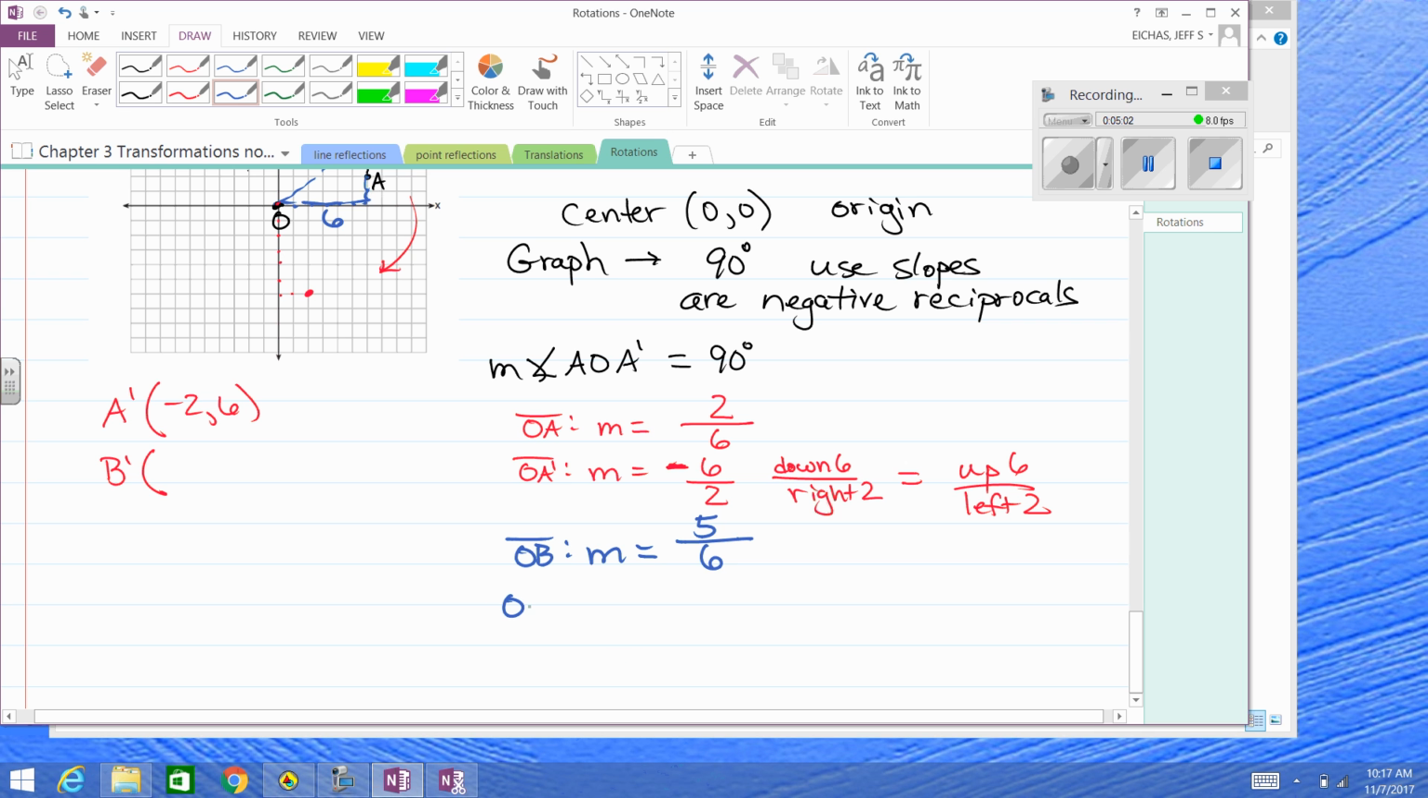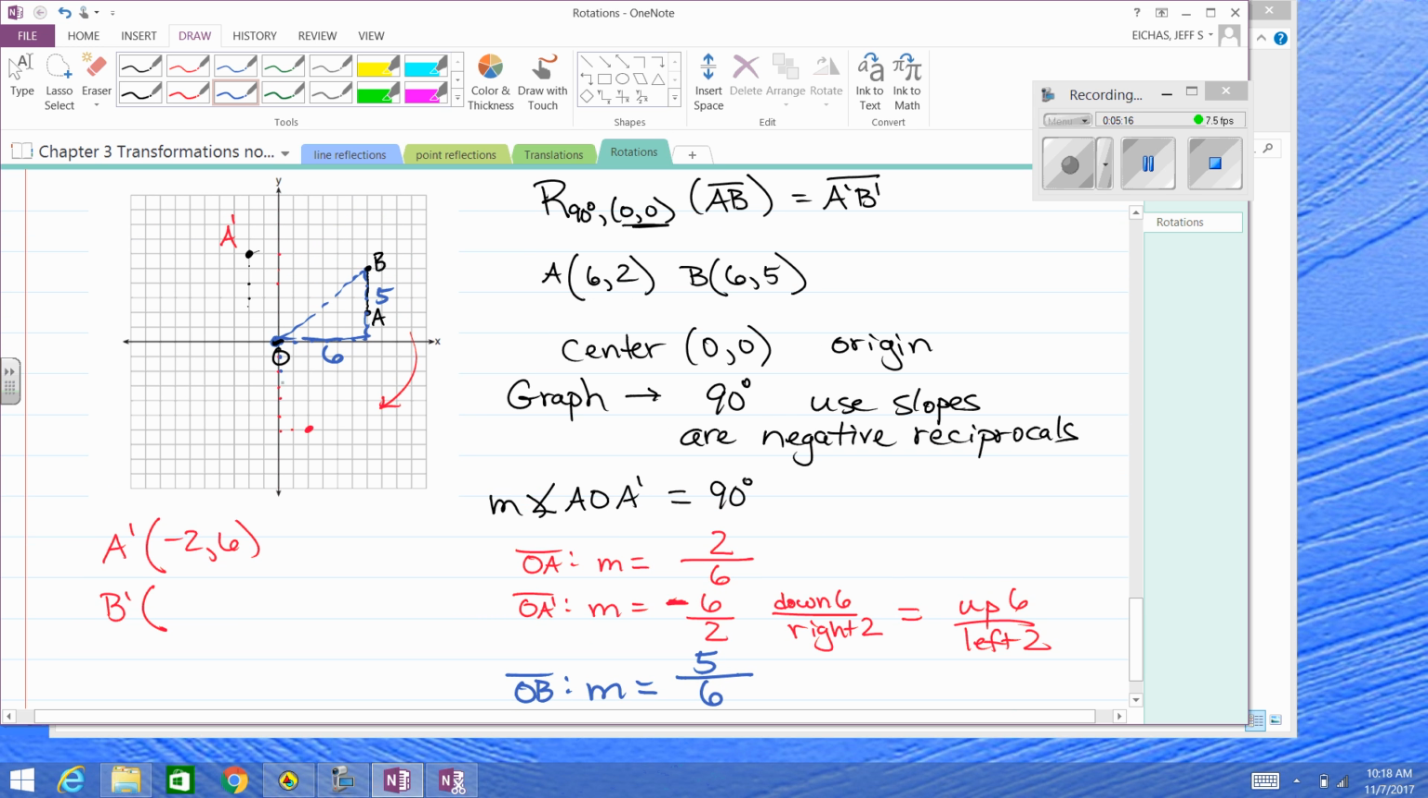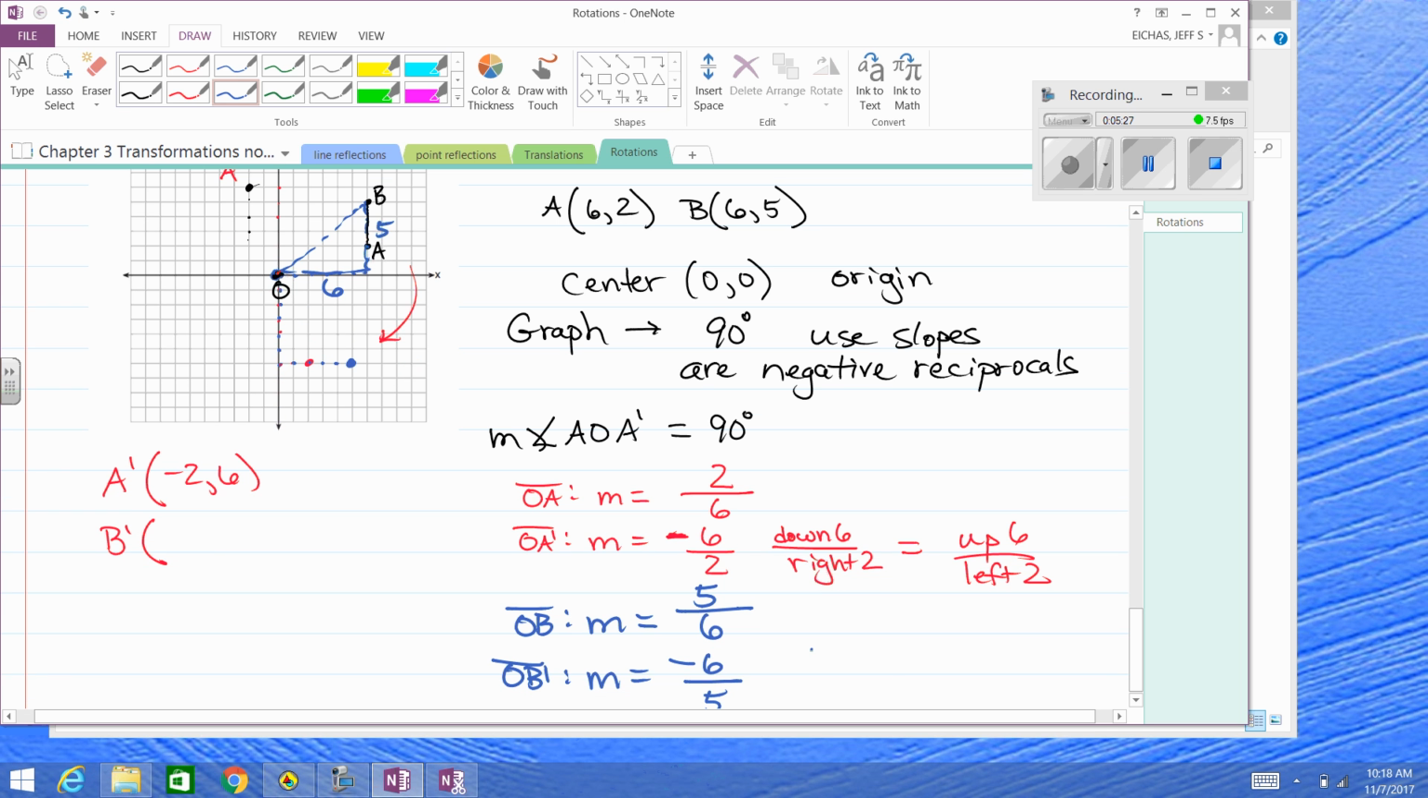For OB prime, I'm going to need a slope, flip it, and change the sign. So from O, I have to go negative 6, 5. So that means down 6, right 5. Or an equivalent, again, we know that's wrong because it's in the wrong direction. So instead of down 6, right 5, let's switch them both. That's equivalent to up 6, but left 5.